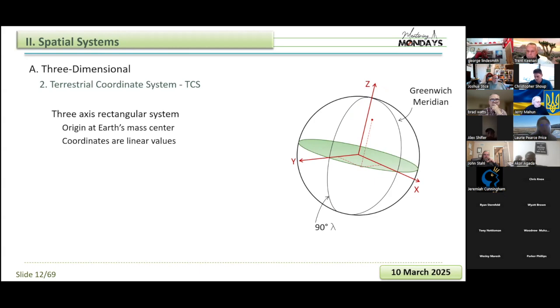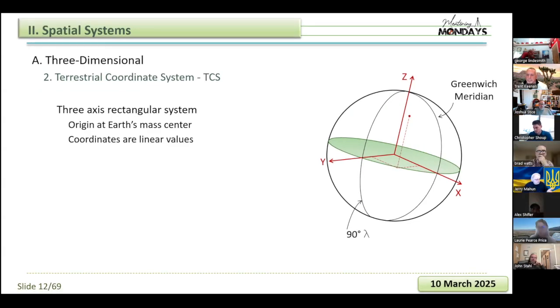If you look at GPS satellite almanac information, it gives you these horrendously large linear coordinates. Well, that's based on the terrestrial coordinate system. And that's one of the problems with the terrestrial coordinate system: the coordinates are horrendously large because they're based on the origin being at the center of the Earth.